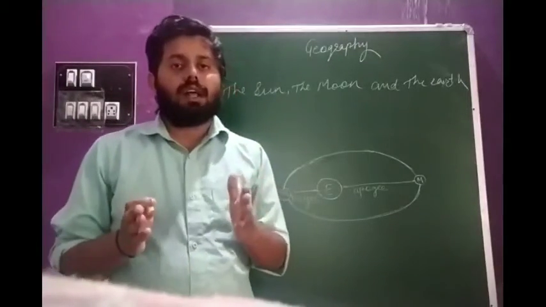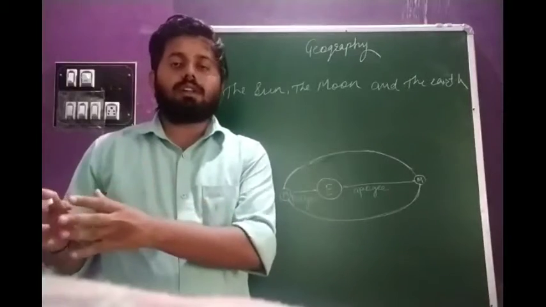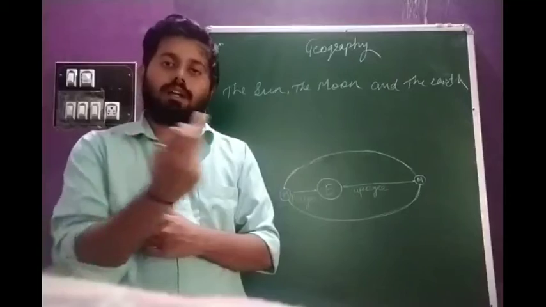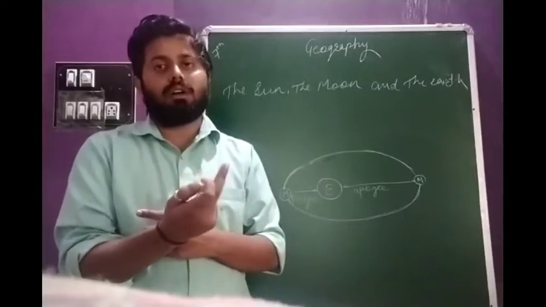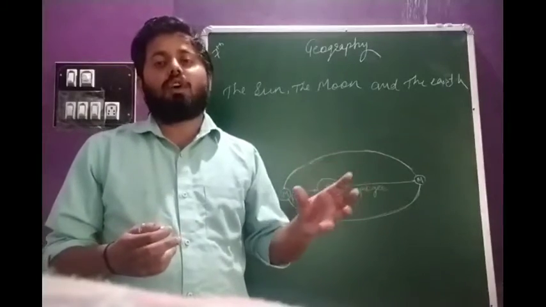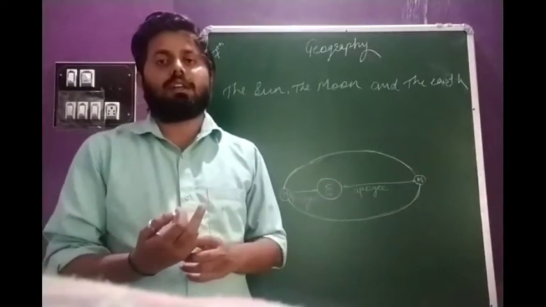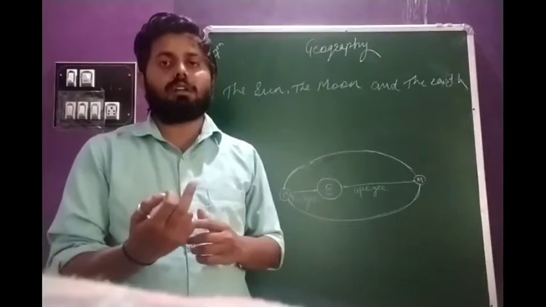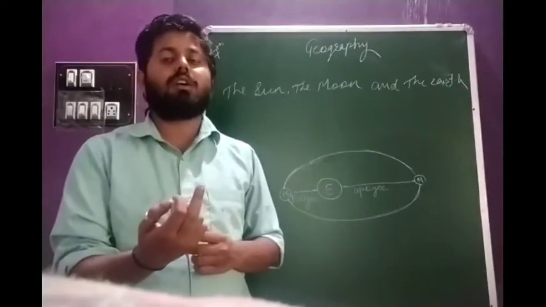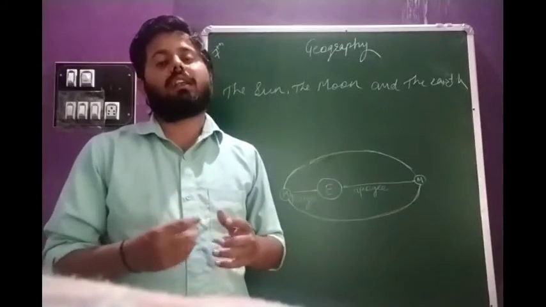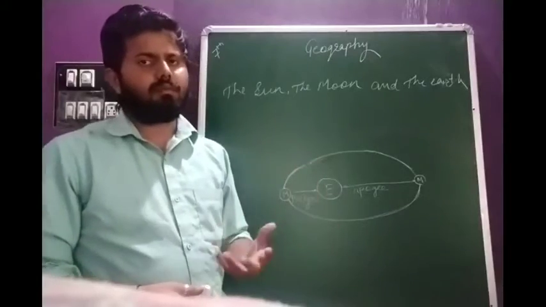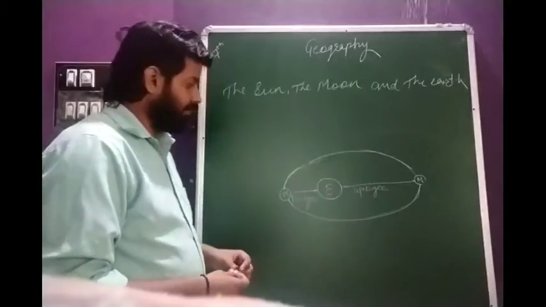How is that? Earth is revolving around the Sun and rotating around itself, and the Moon is revolving around the Earth and rotating around itself. Directly the Moon is not revolving around the Sun, but along with the Earth, because the Moon is revolving around the Earth and the Earth is revolving around the Sun, and that is why indirectly, with the Earth, the Moon is also revolving around the Sun.